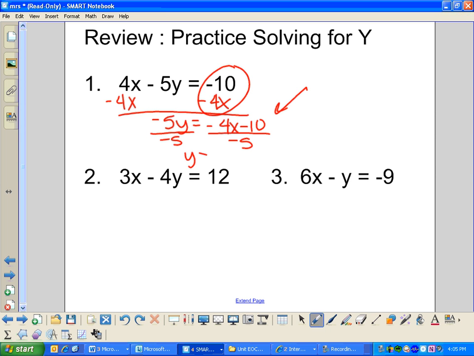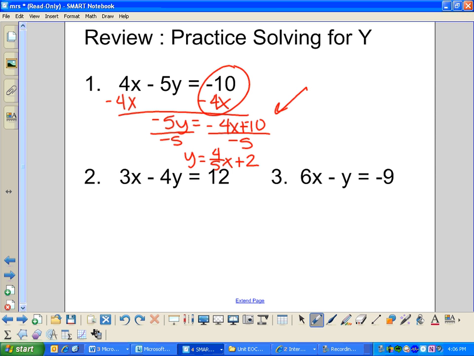So I get y is equal to, remember the butterfly thing? So I'm going to write it over here. Let me erase the butterfly thing. Okay. Leave, change, change this right here. Make it easy for yourself. y equals -4 over -5 x. That'll simplify to 4/5 x plus -10 over -5, which will be 2.